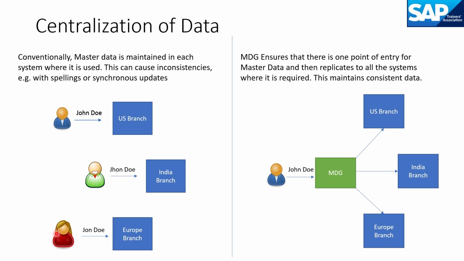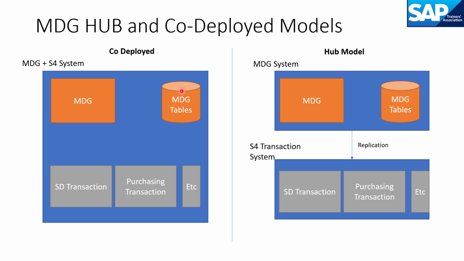But it would have the same issue as we have here. Right? So when there is only one system involved for transactions, they can go with co-deployed. But if there is more than one system for transactions, they will have to go with the hub model. Okay? So this is the difference between co-deployed and hub model.